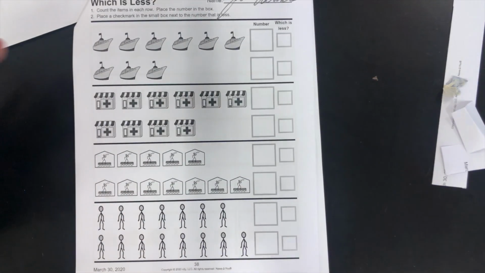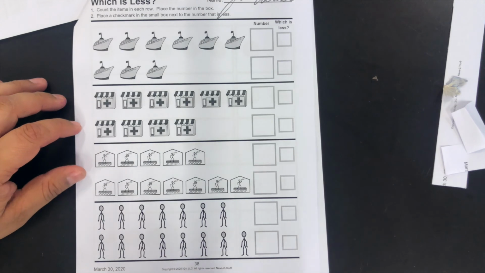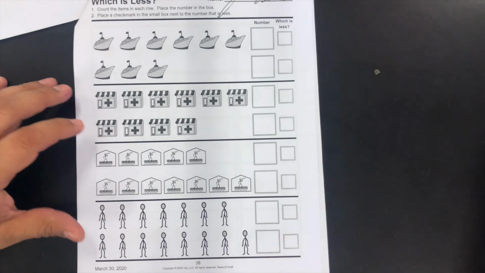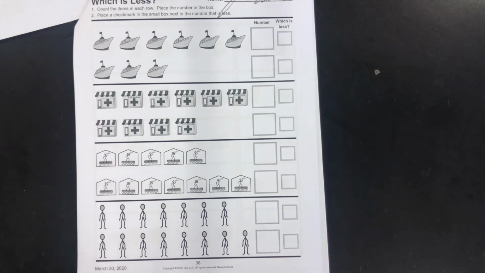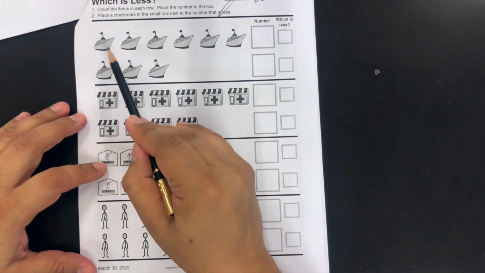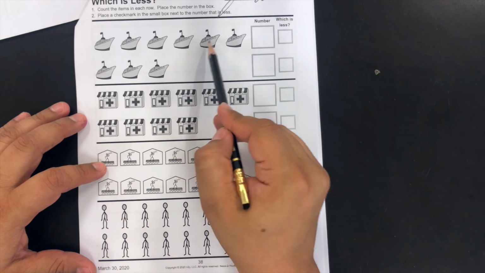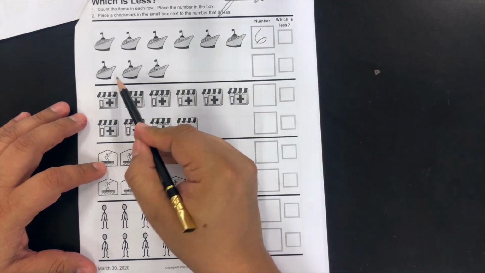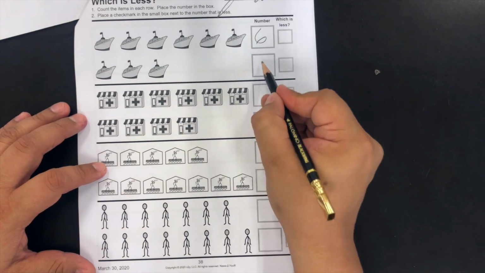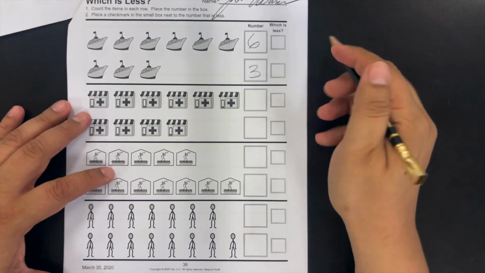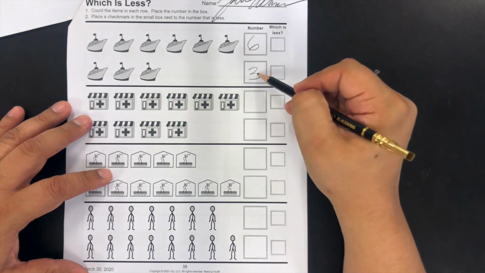Which is less? So we are going to do the same thing, but instead of what is greater, which one is bigger, we're going to answer which one is smaller. Here's the boats. 1, 2, 3, 4, 5, 6. Start again. 1, 2, 3. Which one is a smaller number? 6 or 3?